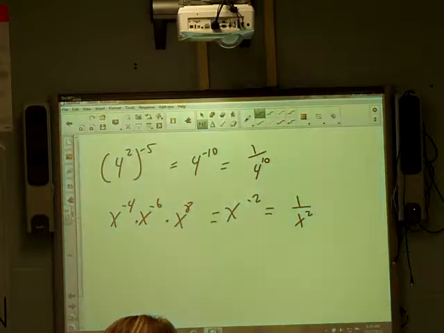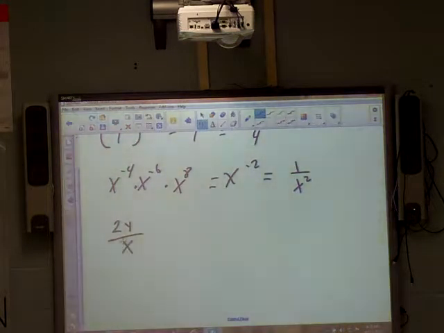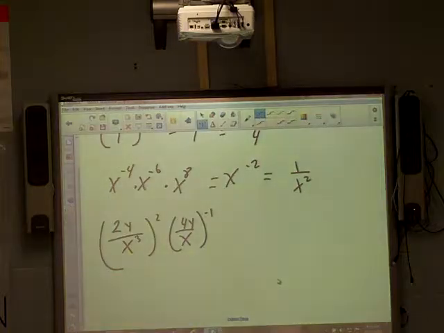All right, one more before we go to scientific notation. I got 2y over x cubed, all squared, times 4y over x to the negative 1. All right. What would your plan of attack be? What would you want to start doing? I'd start by distributing them.